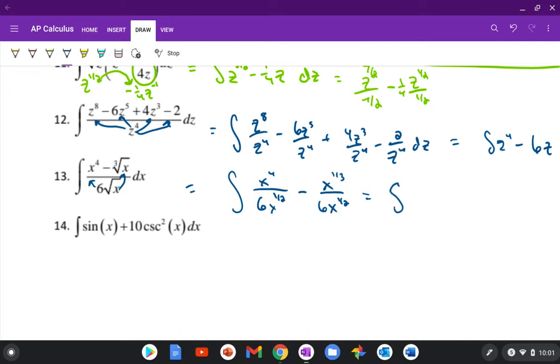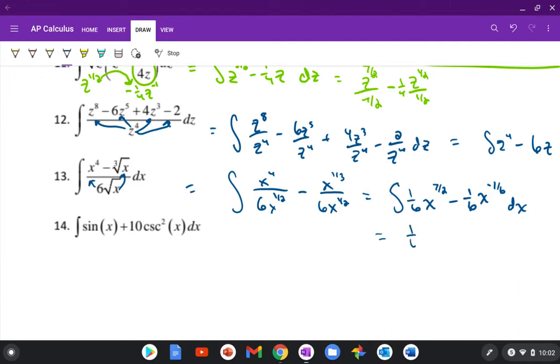So it'll end up looking like this, 1/6 x to the, and then you got to do 4 minus 1/2, which would be 8/2 minus 1/2, so it'd be 7/2 power, minus, in this one, you actually got to get a common denominator. It will be 1/6, and then x to the, convert them to 6, so that would be 2/6 minus 3/6, so the negative 1/6 power dx. And then we would go ahead and anti-differentiate from there.